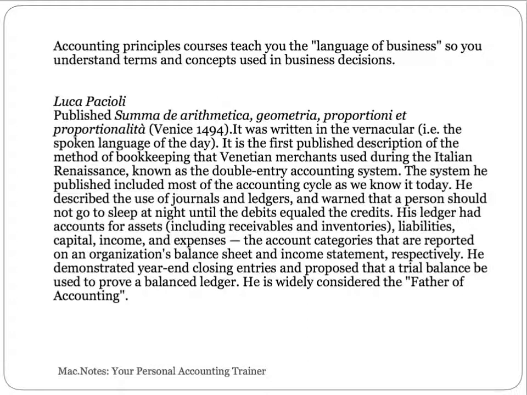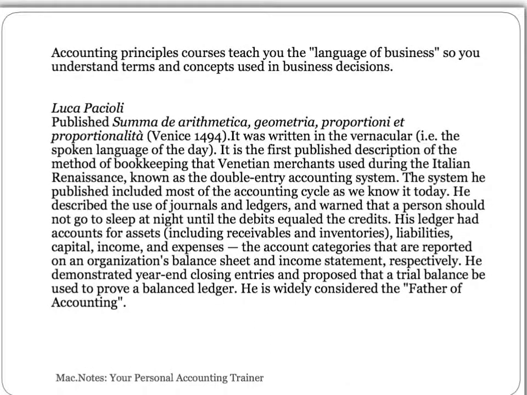And many of the terms that business people use are terms that have been adapted from the accounting process. So an Accounting Principles course teaches you the language of business. These are the terms that we will be using, or business people use. So we must understand what they are.